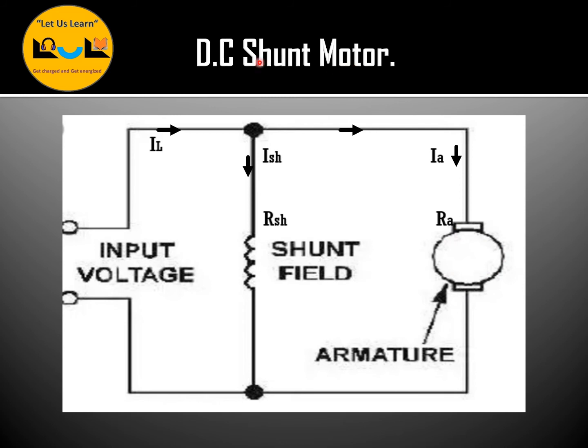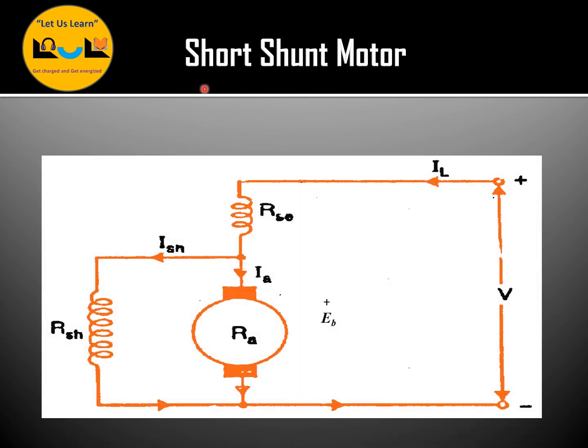So in a DC shunt motor, the armature winding and field winding are connected in parallel, and electrical energy is converted into mechanical energy. So it is named a DC shunt motor. Next we are going to discuss the compound motor. In the compound motor we have two types: one is called the short shunt, another is called the long shunt. First we are going to discuss the short shunt DC motor.